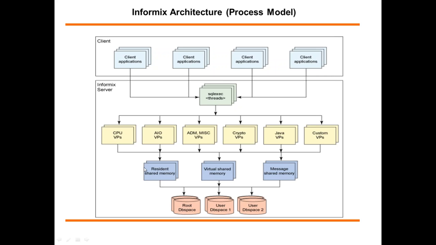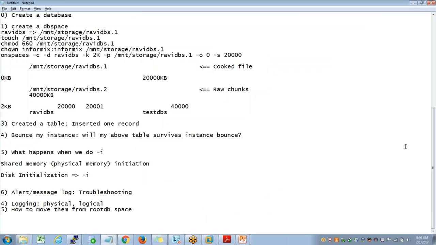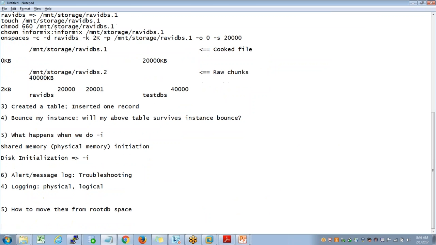Before you put a page here, on the resident shared memory or virtual shared memory, you store the prior image somewhere in the physical log file. Once you start doing your operations, your original page becomes dirty. Let me take an example here. I don't say it's an easy concept to understand, but if you understand it, it's the same concept across all the databases.